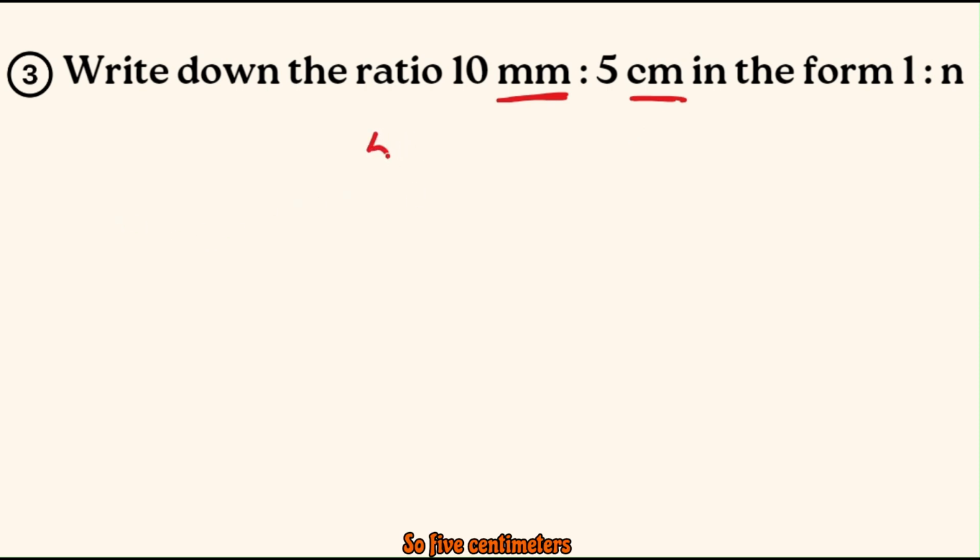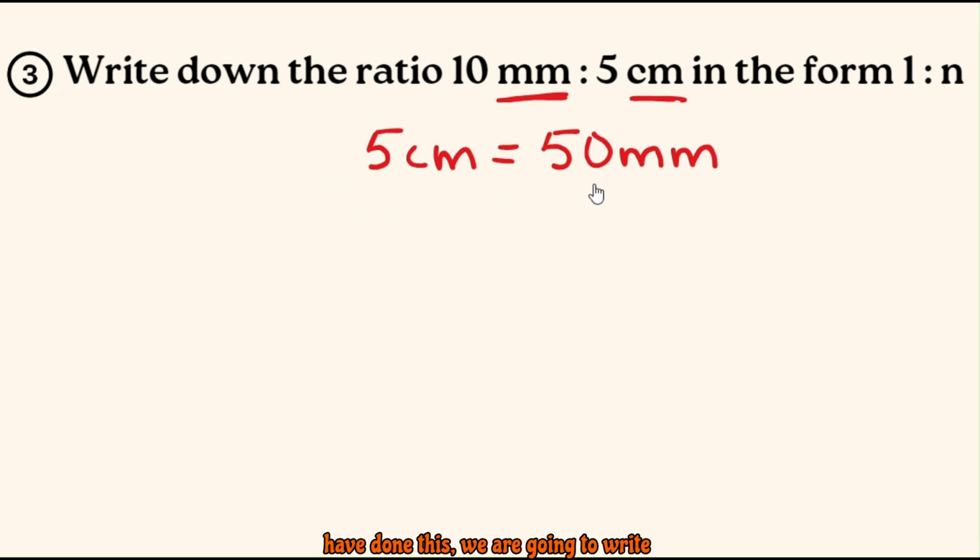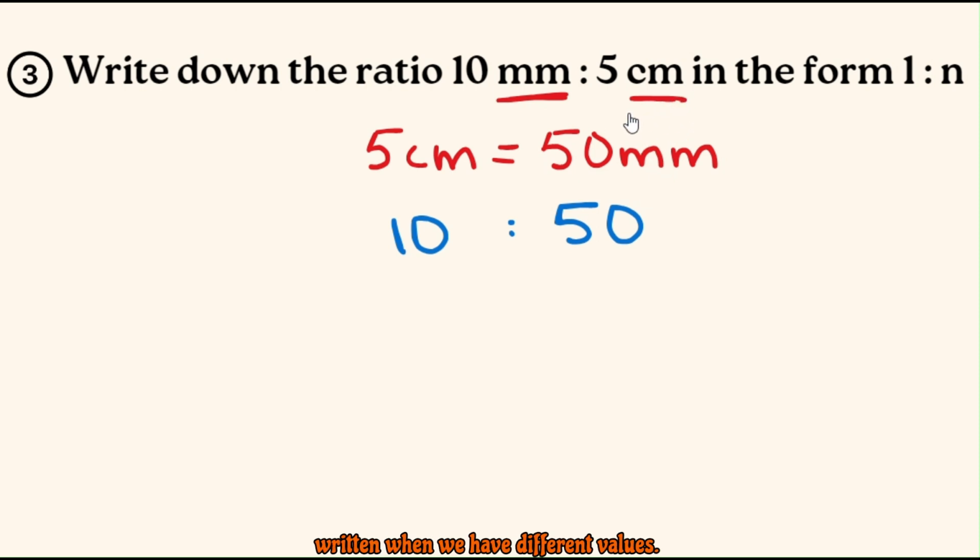So 5 centimeters is equal to 50 millimeters. After we have done this, we are going to write our ratio again, but this time using the converted value. So that would be 10:50. And now because we have got the same values, millimeters, we don't have to write the units. The units are only written when we have different values.